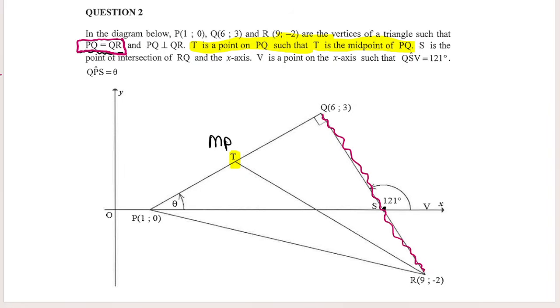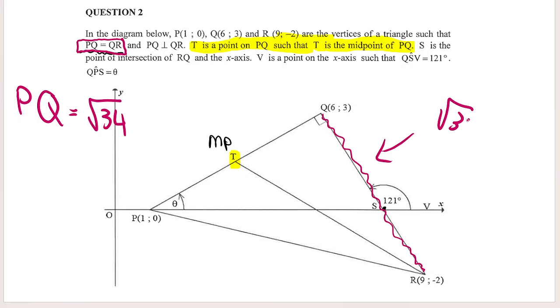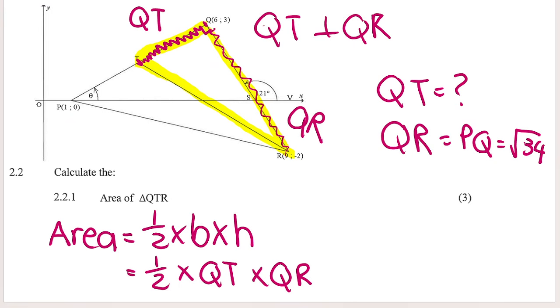So PQ, remember we found the length of PQ in the first question. PQ was the square root of 34. And we know that PQ is equal to QR. So that means QR is also the square root of 34. There we go. That's my first important piece of information. QR is equal to PQ, which is equal to the square root of 34. And that information was given to us in the question.